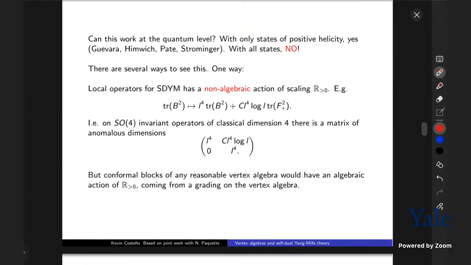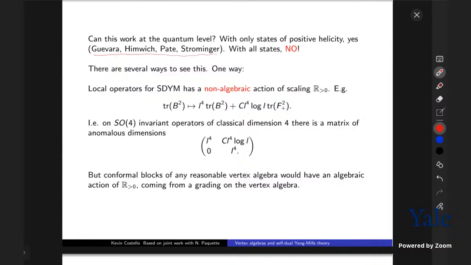Okay, so let's get on to the more interesting stuff. Can this work at the quantum level? So if you're studying amplitudes, there's only one loop amplitudes, and they only involve states of positive velocity. So if you just focus on positive velocity states, then yes, it works. It works really nicely. And this was figured out by Costello, Paquette, Bittleston, and Strominger.